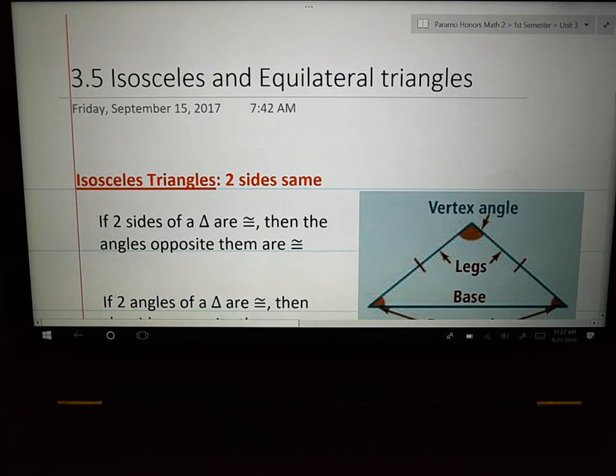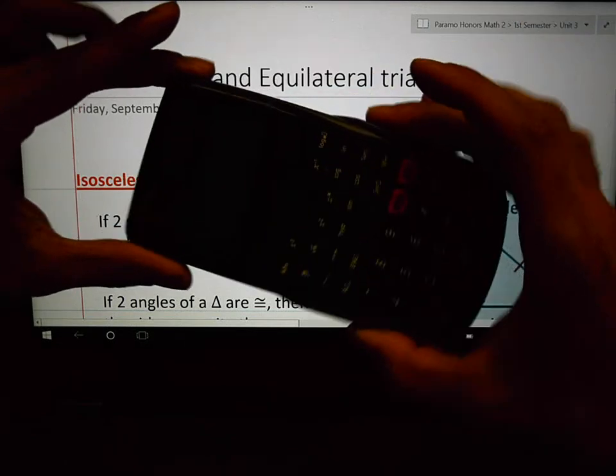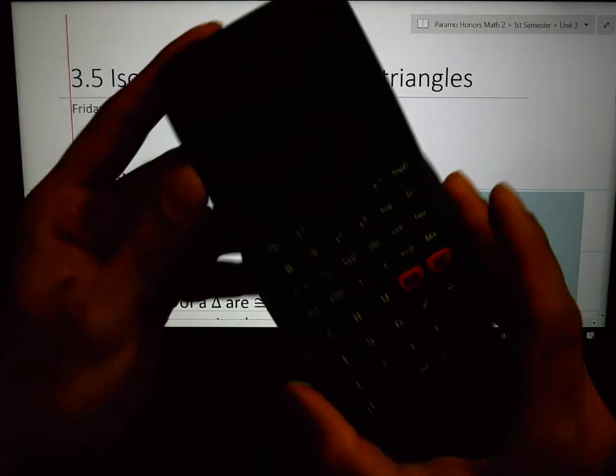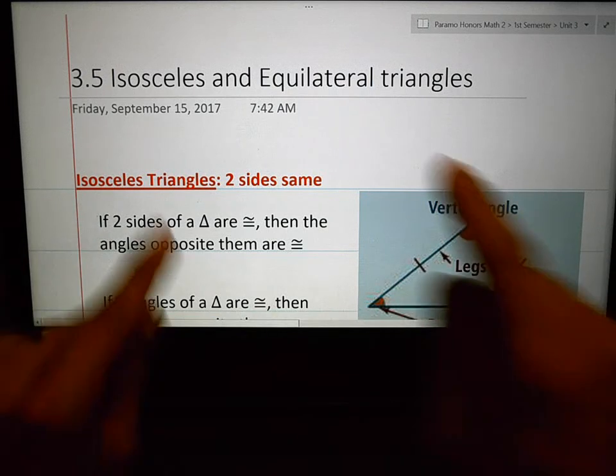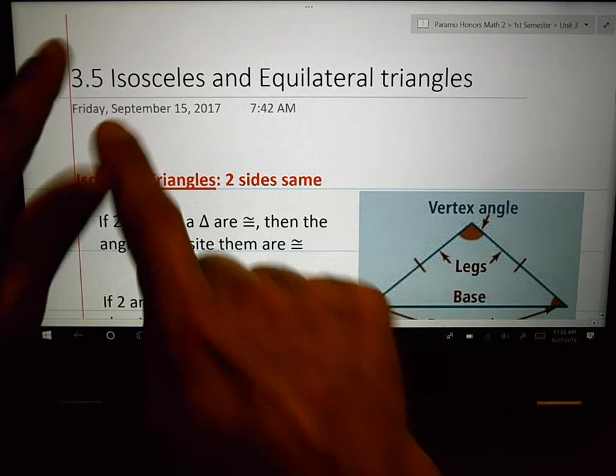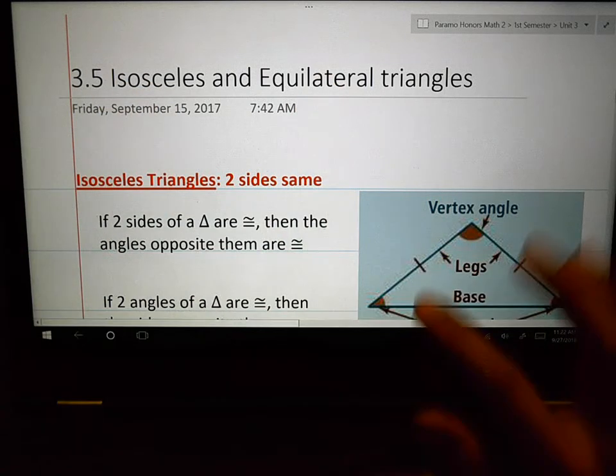3.5, we get to bring out something that we haven't used the whole chapter, which is your calculators. Why? Because we actually do that kind of math. The math that we've been doing has been logical, has been reasons, has been proofs, has been how to prove triangles congruent to each other. So in this section, we're going to start solving problems that deal with these two ideas, isosceles triangles and equilateral triangles.